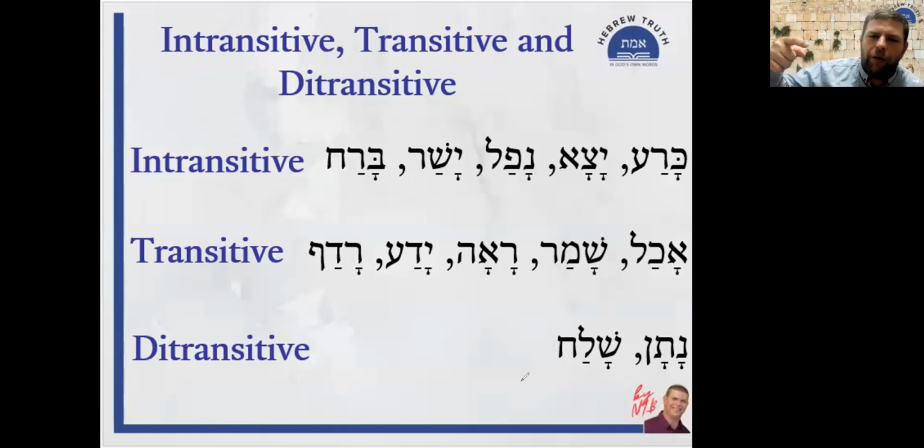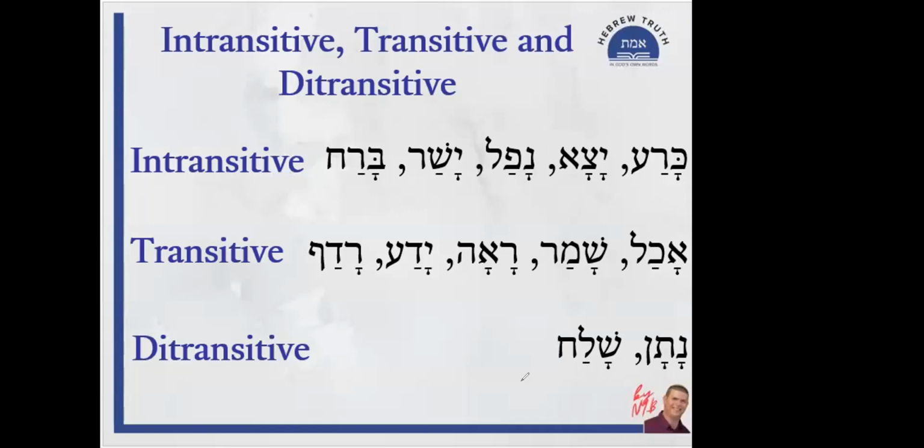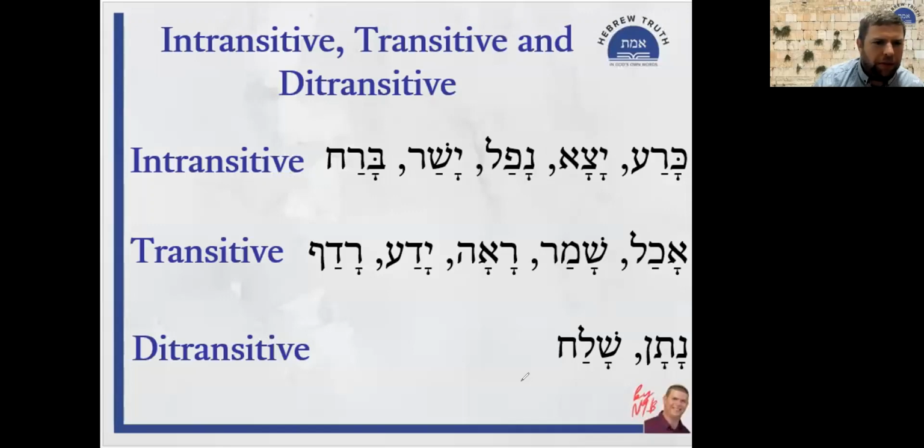Moving on to the next category, ditransitive. They take two objects. Natan is a very important Hebrew verb. Do you know why? Some of you already know why. Why is it important? It means give.